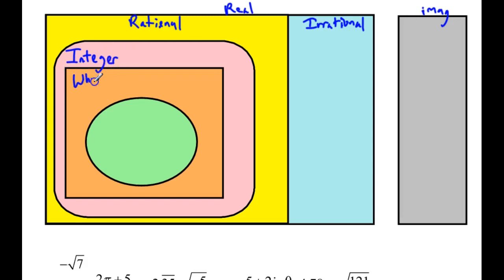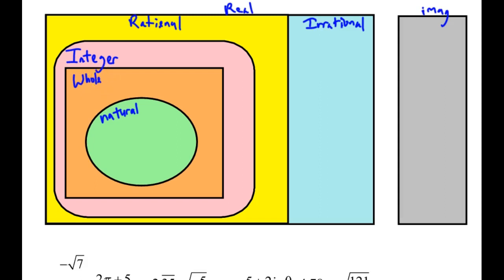Whole numbers are very similar. You've heard of these before. They start counting at 0 and go up: 0, 1, 2, 3, 4, 5. And then these are called natural or counting numbers. So natural numbers, or counting numbers, you start counting at 1, so they go 1, 2, 3. Natural numbers do not include 0, whole numbers do.